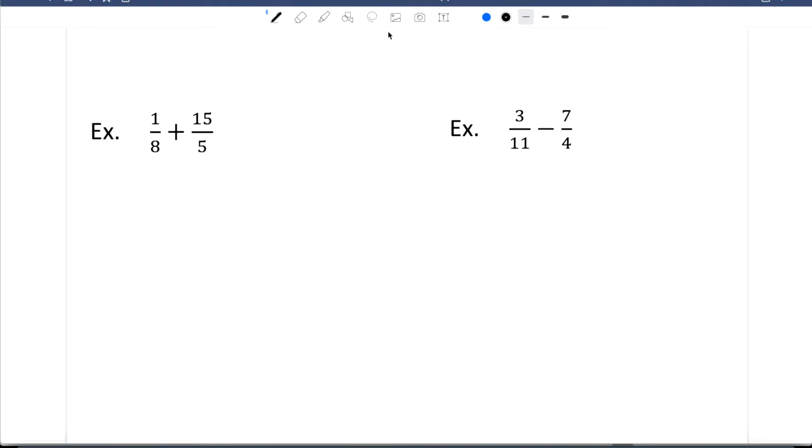Okay, let's look at these two problems. Always check the denominator. I have 8 here and I have 5 here. They are not the same. So what do we do? So here's rule number 2. When the denominators are different, how do I word this? Multiply both fractions by the opposite denominator.